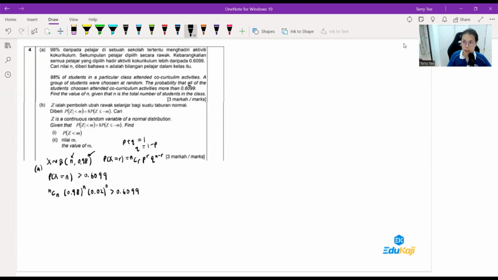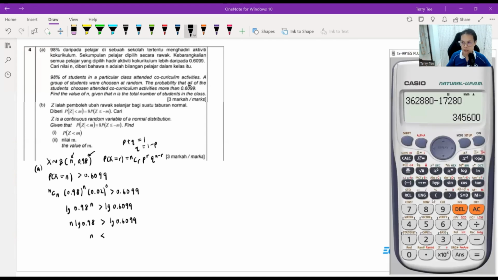0.6099. Now we know nCn is 1. And this is 0.98 power n, right? 0.02 power 0. This one is 0.6099. So what I need to do to solve for n is to introduce logarithm on both sides of the equation. Now let's bring the power down. n log 0.98 is now greater than log 0.6099. Then you divide them. As you divide them, you have log 0.6099 divided by log 0.98.